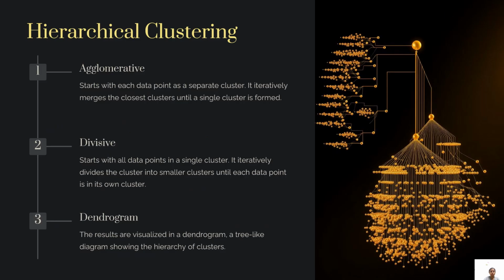Hierarchical clustering. Agglomerative starts with each data point as a separate cluster. It iteratively merges the closest clusters until a single cluster is formed. Divisive starts with all data points in a single cluster. It iteratively divides the cluster into smaller clusters until each data point is in its own cluster. Dendrogram: the results are visualized in a dendrogram, a tree-like diagram showing the hierarchy of clusters.